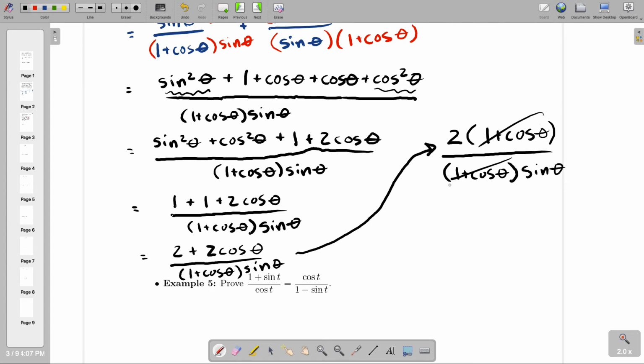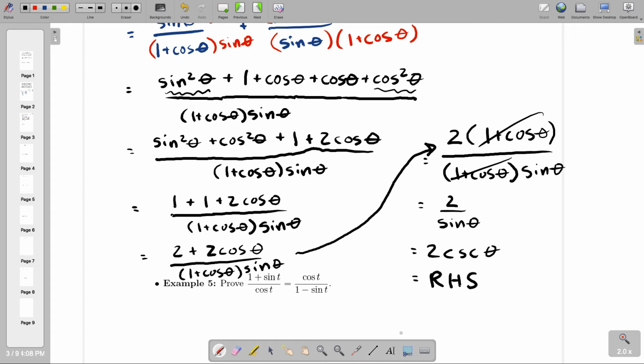So my 1 plus cosine thetas go away. This is equal to 2 over sine theta, which is equal to, of course, 2 cosecant theta, which is, at long last, my right-hand side.